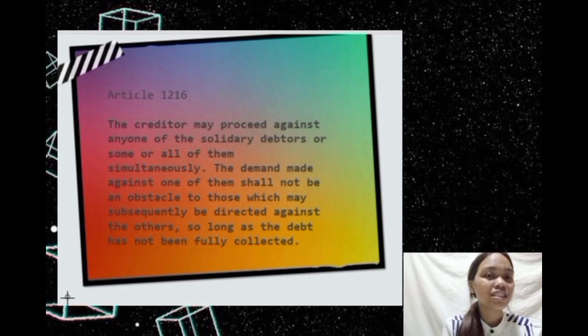In Article 1216, it means that the creditor has the right to collect the payment against any of the solidarity debtors, or some, or all of them. To answer the question, against whom the creditor may proceed for payment. So, asa daw maningil ang creditor sa payment.